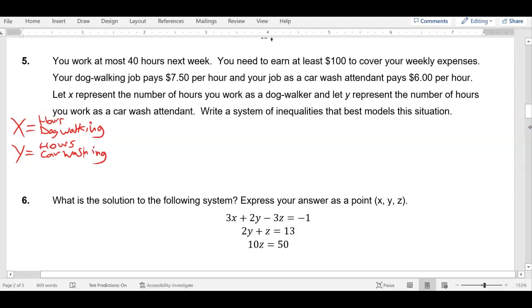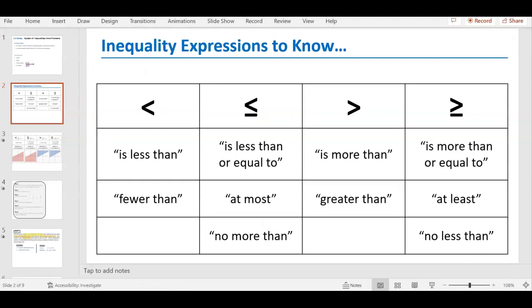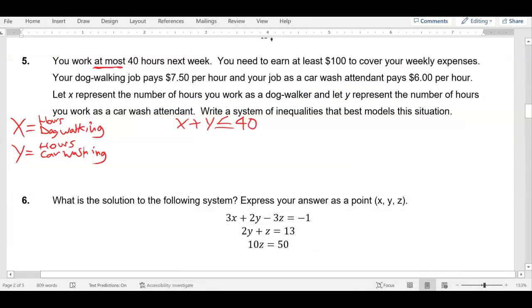Okay. So if I want to work at most 40 hours, I know I'm going to have these inequalities here. So I'm going to have x plus y, and then leave a space, 40, the question is what goes in this space? If it's at most, if the most is 40, that means it can be less than, and if the most is 40, it can equal 40. If you refer back to your notes, okay, at most is where? Right here, less than or equal to, right?